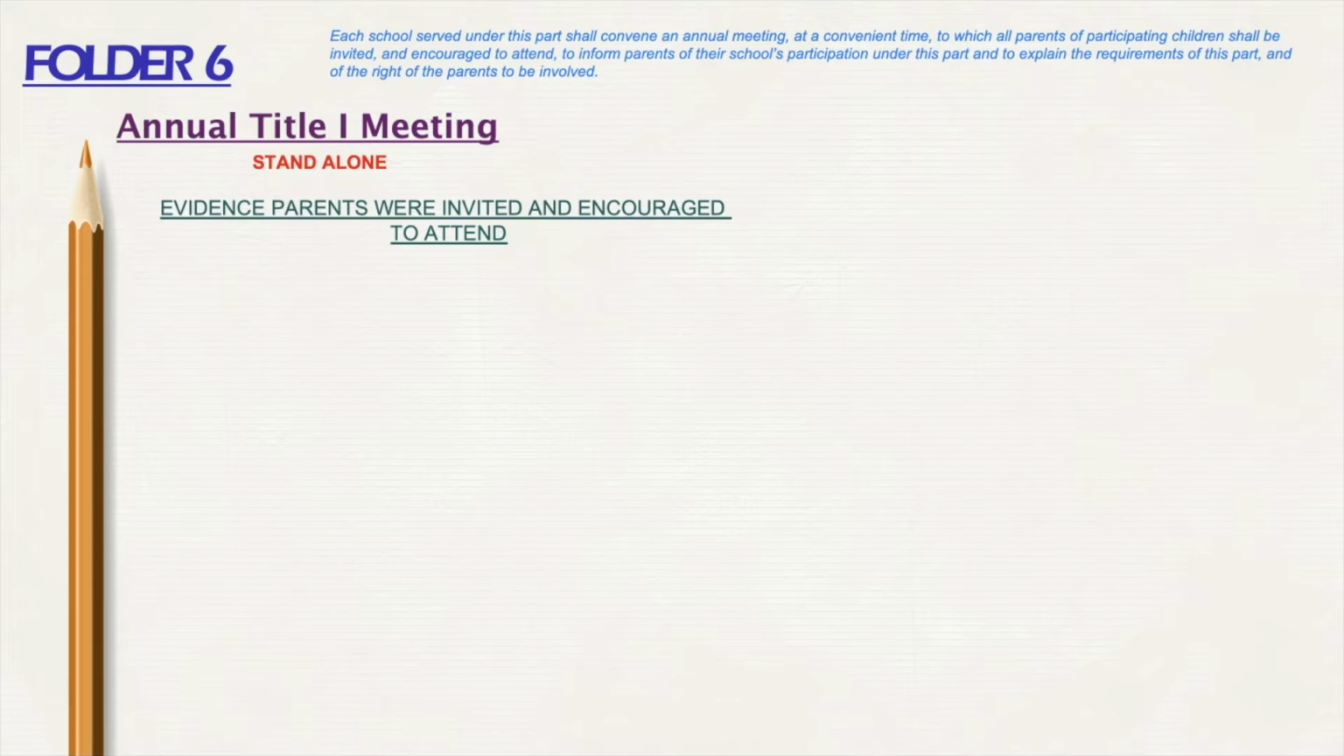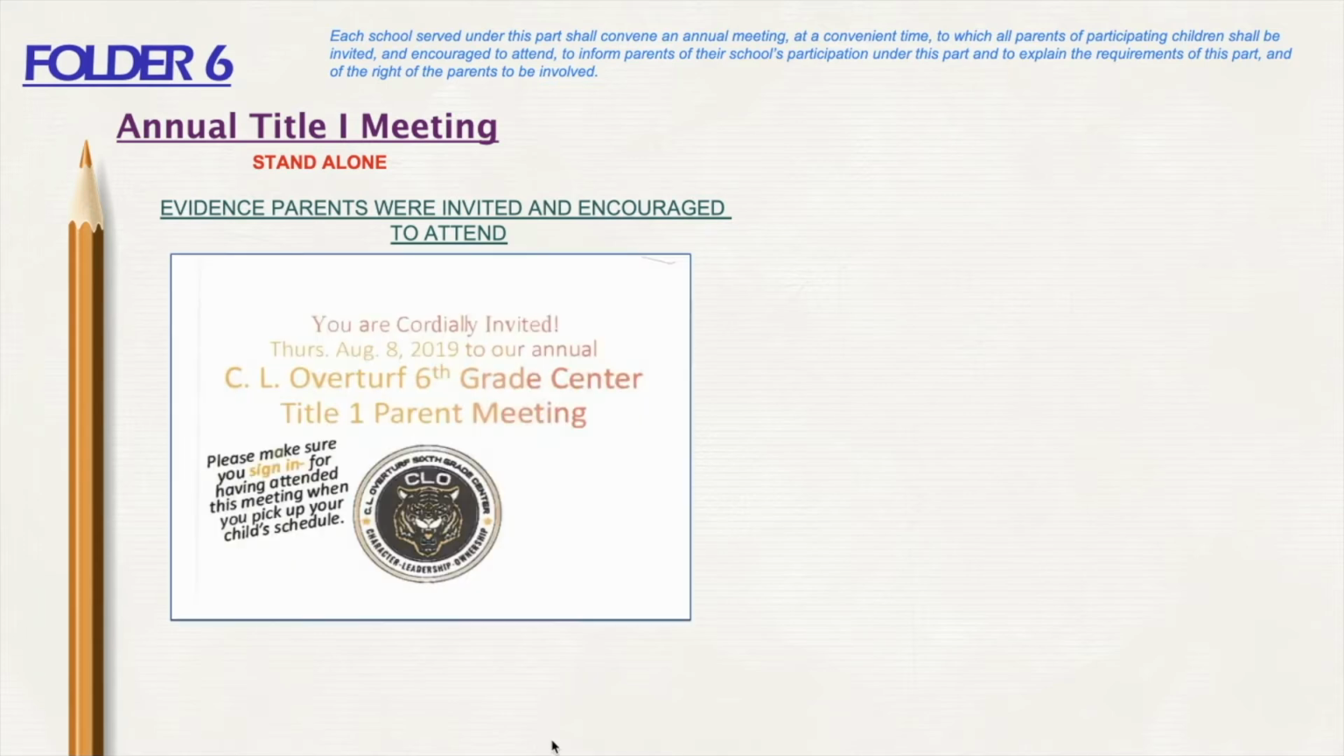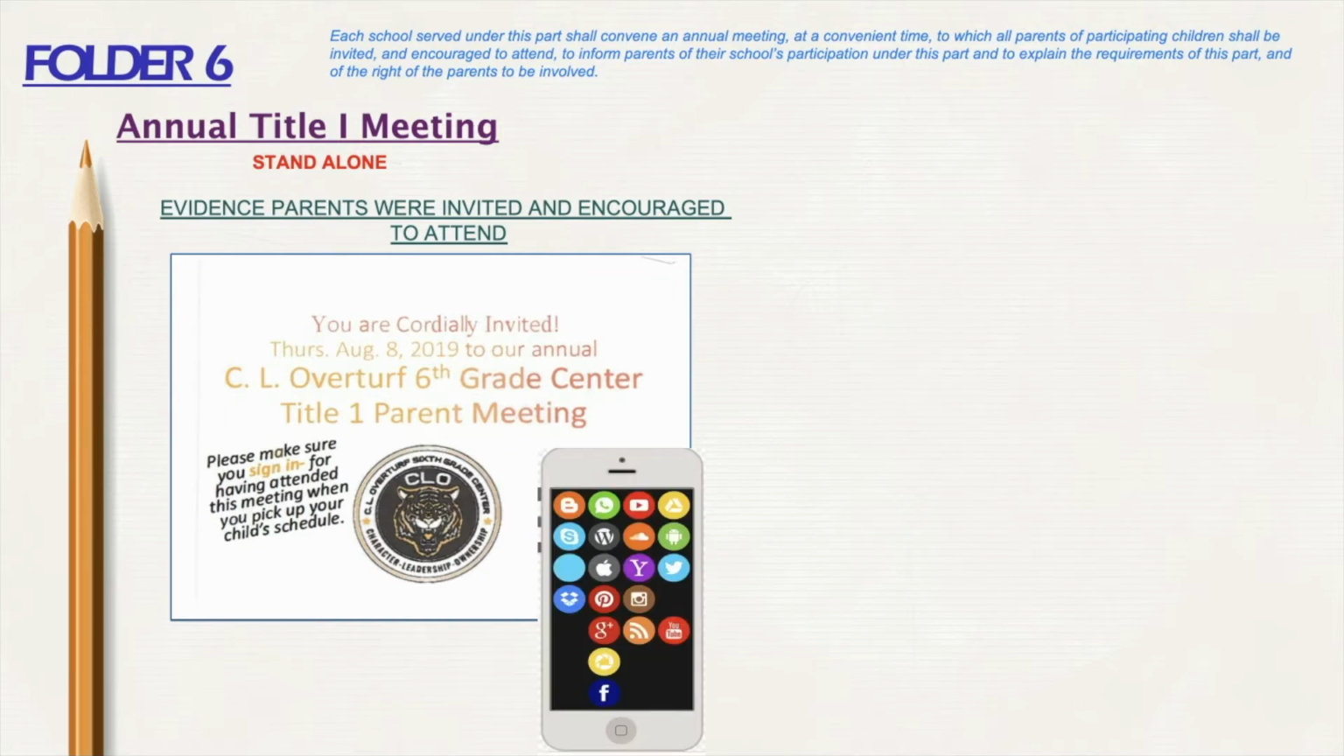Okay, evidence that your parents were invited and encouraged to attend. It could be a flyer home, like the one that CeeLo used, but also any other means that you reach out to your parents. If you have a Facebook page or Twitter or whatever, or call outs, however you do that, the more documentation, the better. So please add all that documentation to your audit box.